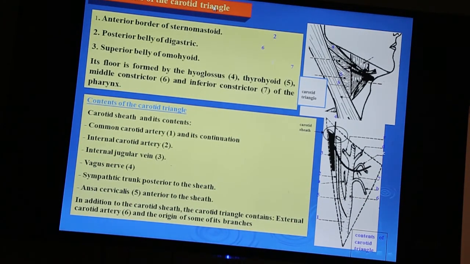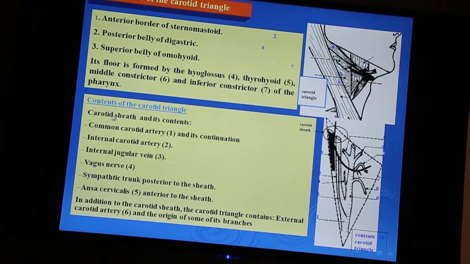Boundaries of carotid triangle: anterior border of sternocleidomastoid muscle, posterior belly of digastric muscle, superior belly of omohyoid muscle. The floor is formed of hyoglossus, thyrohyoid, middle constrictor, and inferior constrictor of the pharynx. Content of the carotid triangle: carotid sheath, this is the main one, and you have to know the carotid sheath.